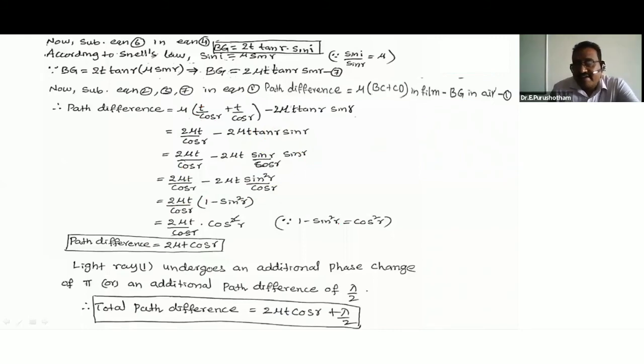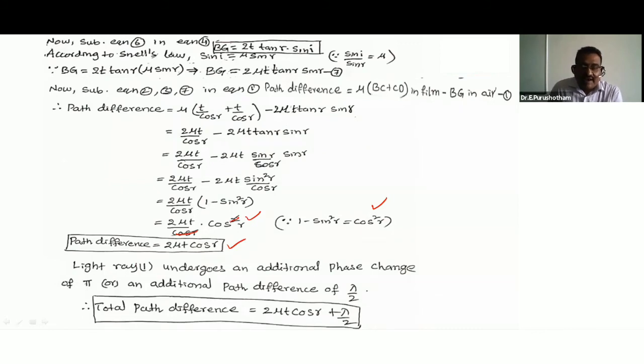What about 1 minus sin square R? That is cos square R. So I am substituting here cos square R. This cos R, this square gets cancelled. So path difference is equal to 2 mu t cos r.